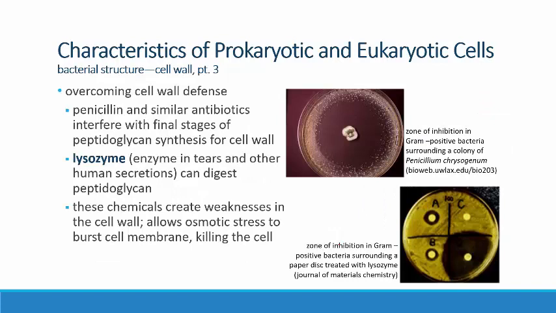But it is possible to overcome cell wall defenses. One way is with antibiotics like penicillin and other antibiotics that interfere with the peptidoglycan synthesis for the cell wall. By interfering with the synthesis of peptidoglycan, structural weaknesses are created in the cell wall, and those weaknesses then allow osmotic stress to burst the cell, and the cell dies. So that's how penicillin works.